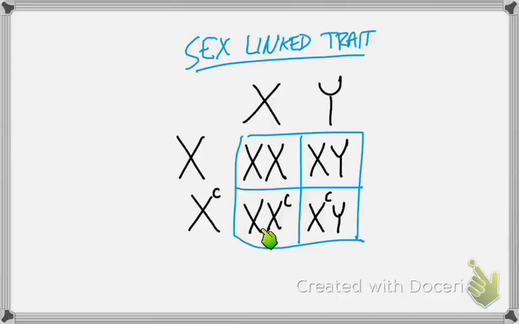Got an X chromosome from dad, and got an X chromosome from mom. Did end up with one broken X chromosome. What kind of kid is this? Boy or girl? It's a girl. Is this girl colorblind? No, because she'll read the good X chromosome, ignore the broken colorblind X chromosome. Okay? And then finally we got this kid.